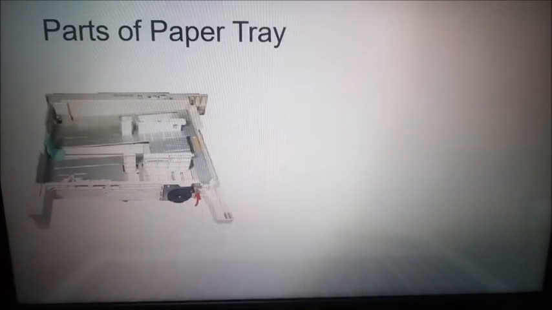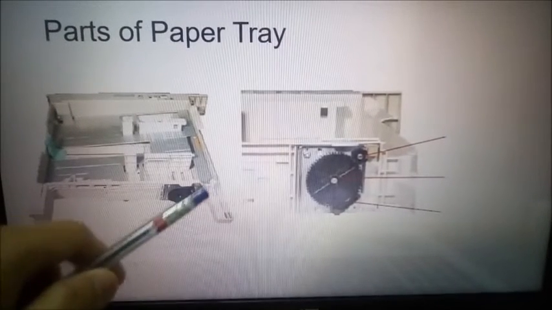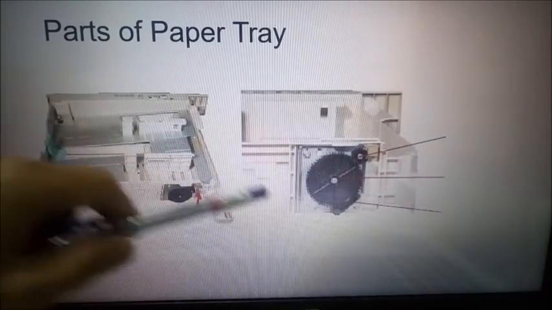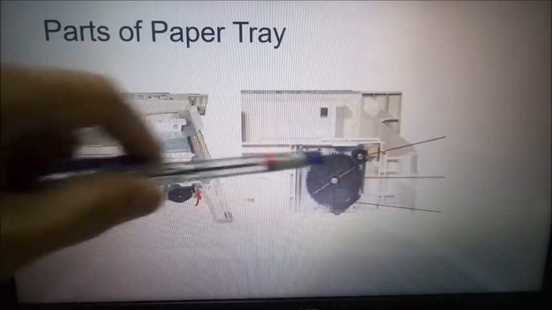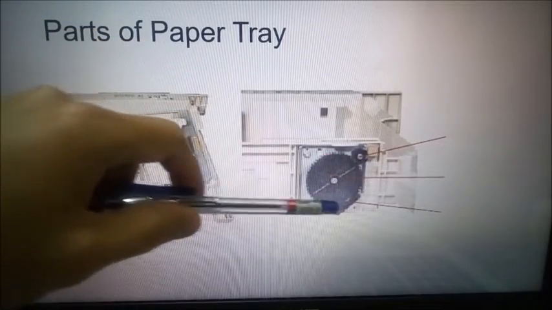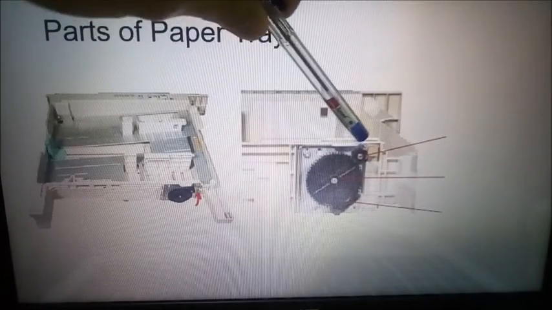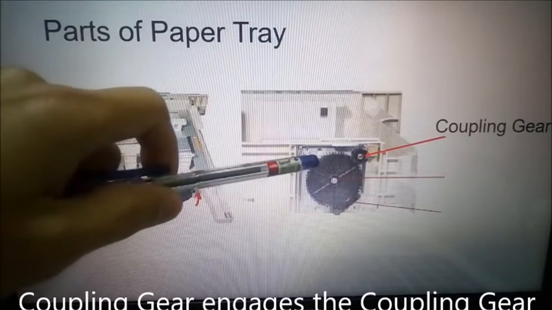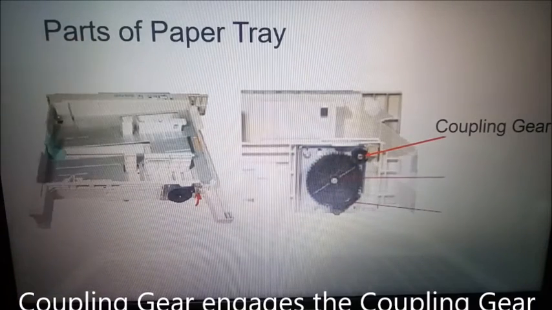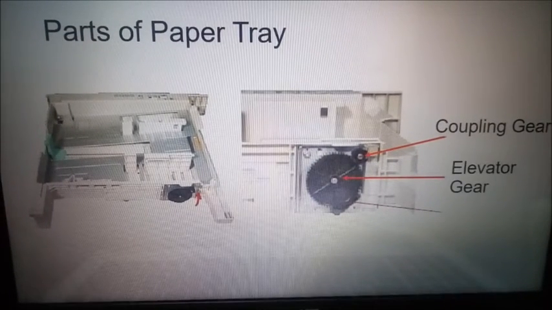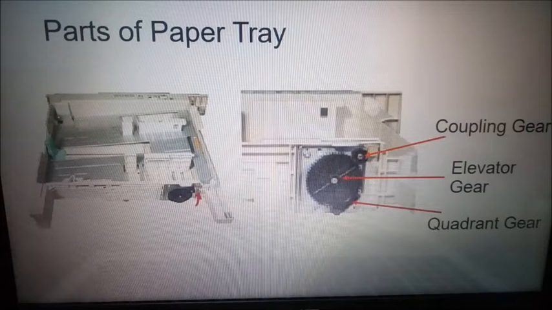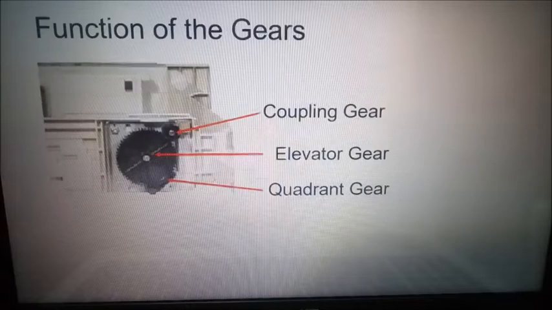Now we have other parts of the paper tray, which is this one. We just zoom it out. So this is the one that I mentioned. We have here 3 gears that you can see on the screen. The small gear here is called the coupling gear, and this big gear is called the elevator gear, and below the elevator gear is called the quadrant gear. Now what is the function of these 3 gears?